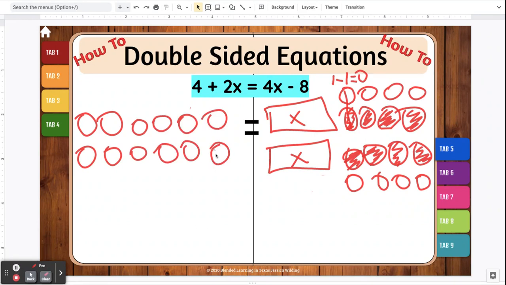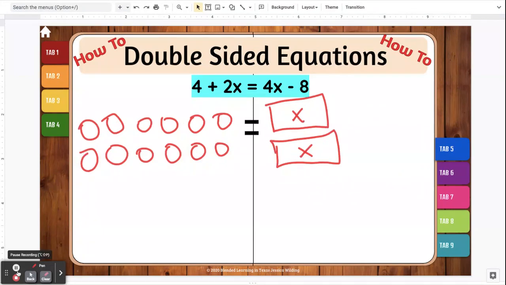Okay, so now that we have done so, we should see we have 12 circles all together because we can put a positive 4 with a positive 8, which adds to a positive 12. Now that I've done so, and we know this is 0 pairs, I can erase all of that. All right, so look what we're left with: 2 groups of X and 12 positive circles. Remember, it's positive because they're not shaded in.